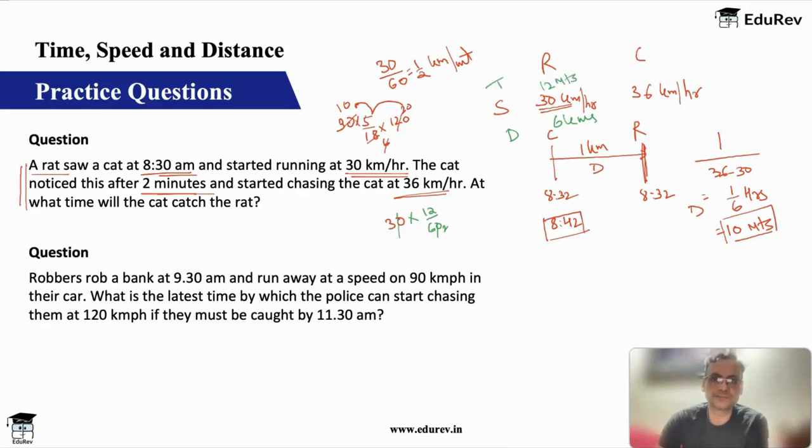Okay, time. And the cat is running at a speed of 36 kilometers per hour. It runs only for 10 minutes, 10 by 60.